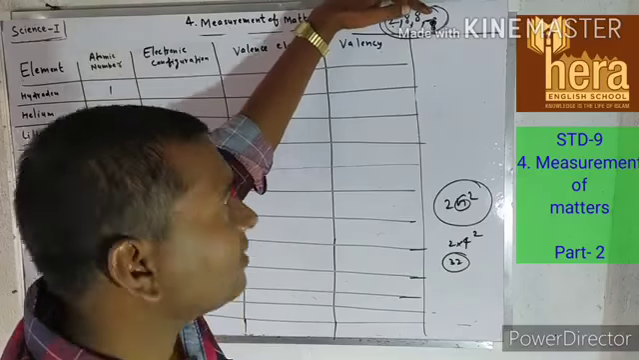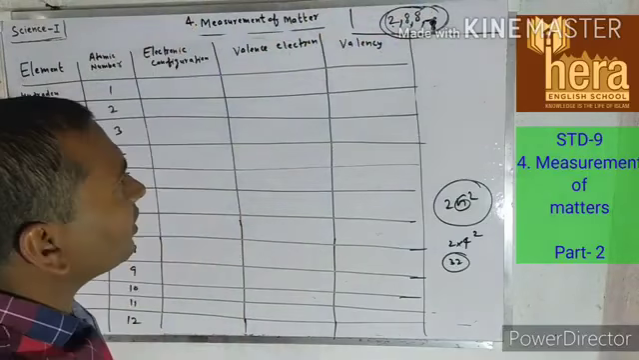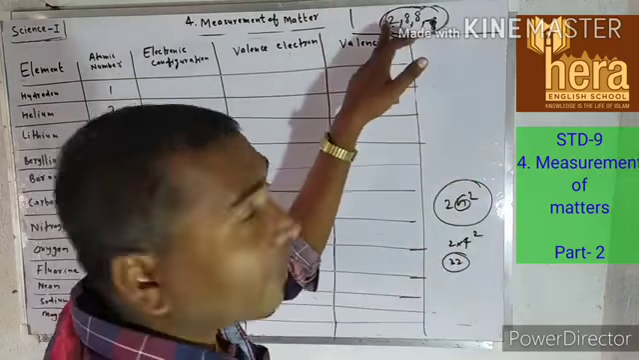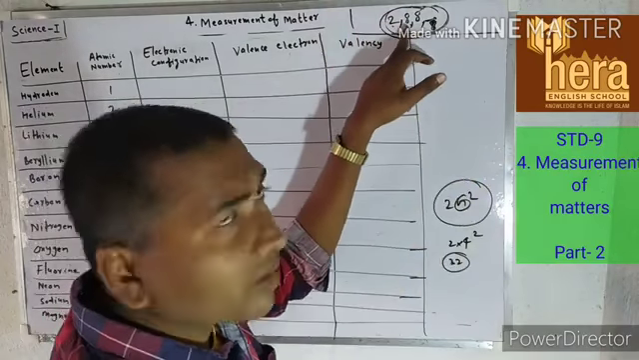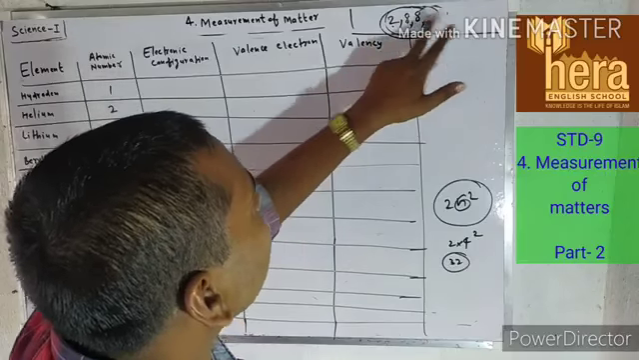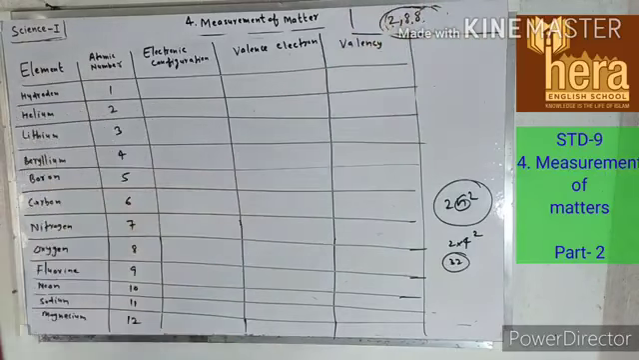But in your syllabus, for writing electronic configuration, you remember just in first orbit you have to put only 2 electrons maximum. Second orbit again 8 electrons. Third orbit again 8 electrons. This is sufficient for your syllabus.